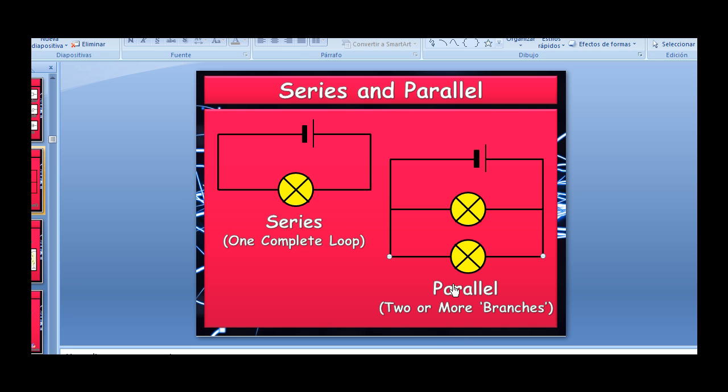You can have as many branches as you want here, and the series circuit can be as long as you want, but not with more than one branch.